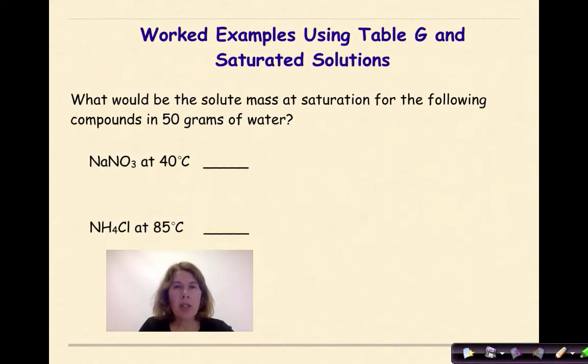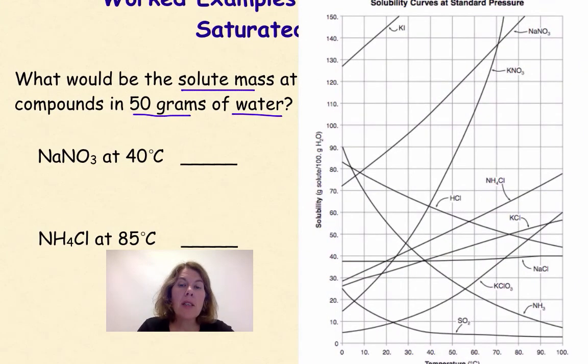Now we're going to change the situation a little bit. The question here asks, what would be the solute mass at saturation, so again, hitting the line, for the following compounds in 50 grams of water? Now remember, if you look at table G, you can see that this is in 100 grams of water, not 50 grams of water. But in this situation, what would it be in 50 grams of water?